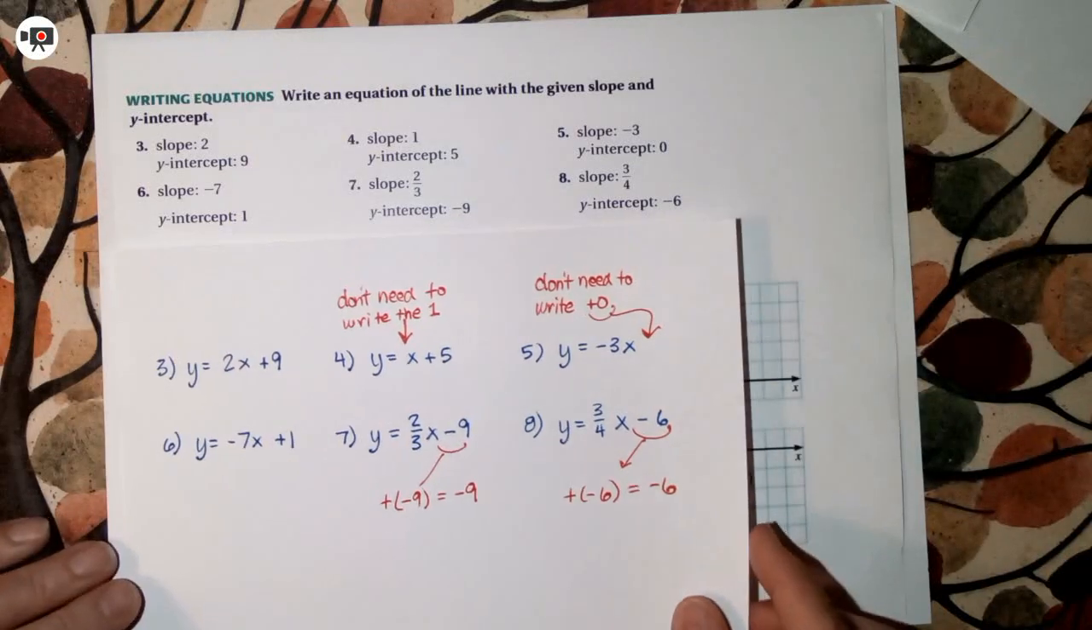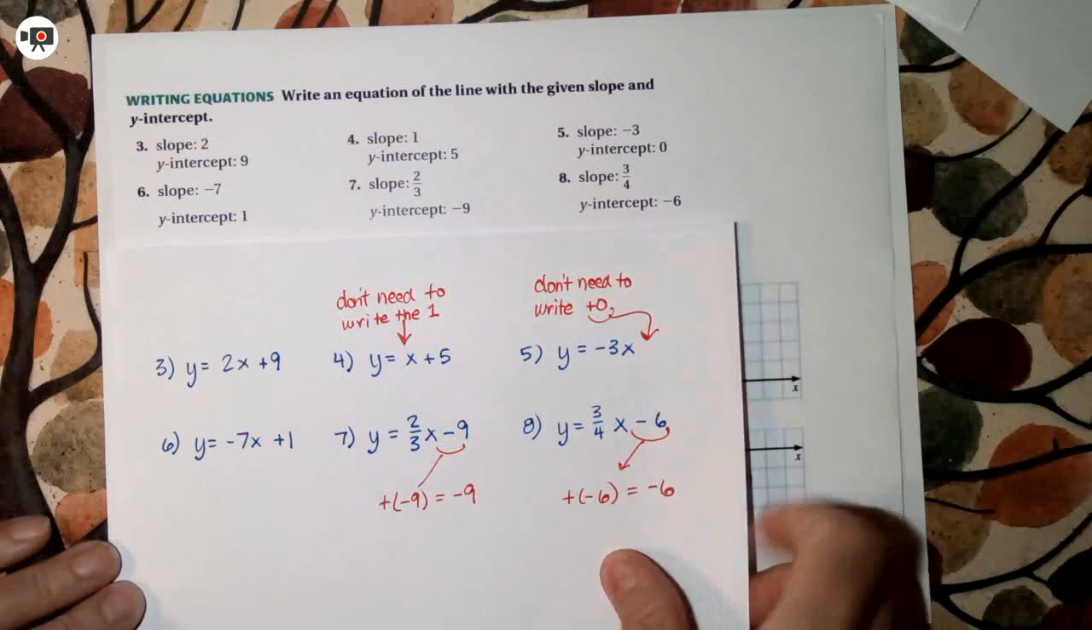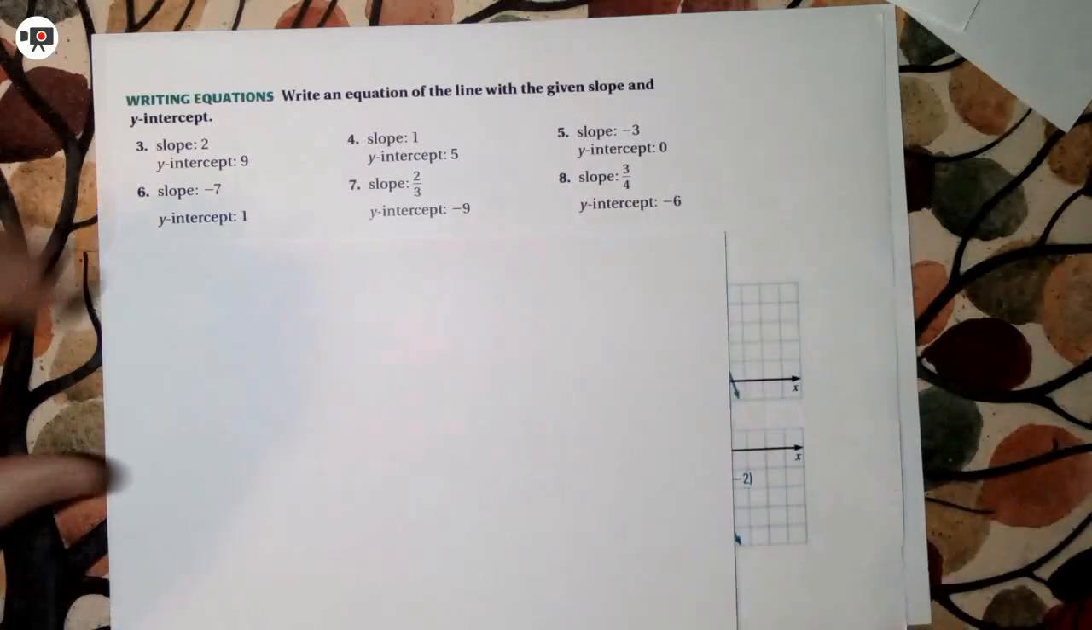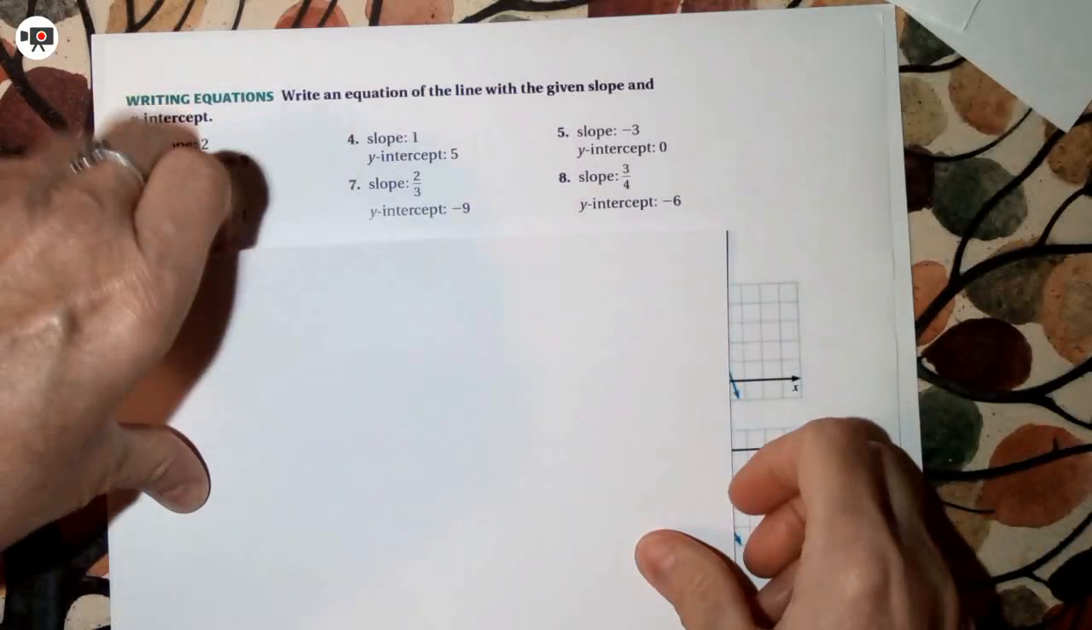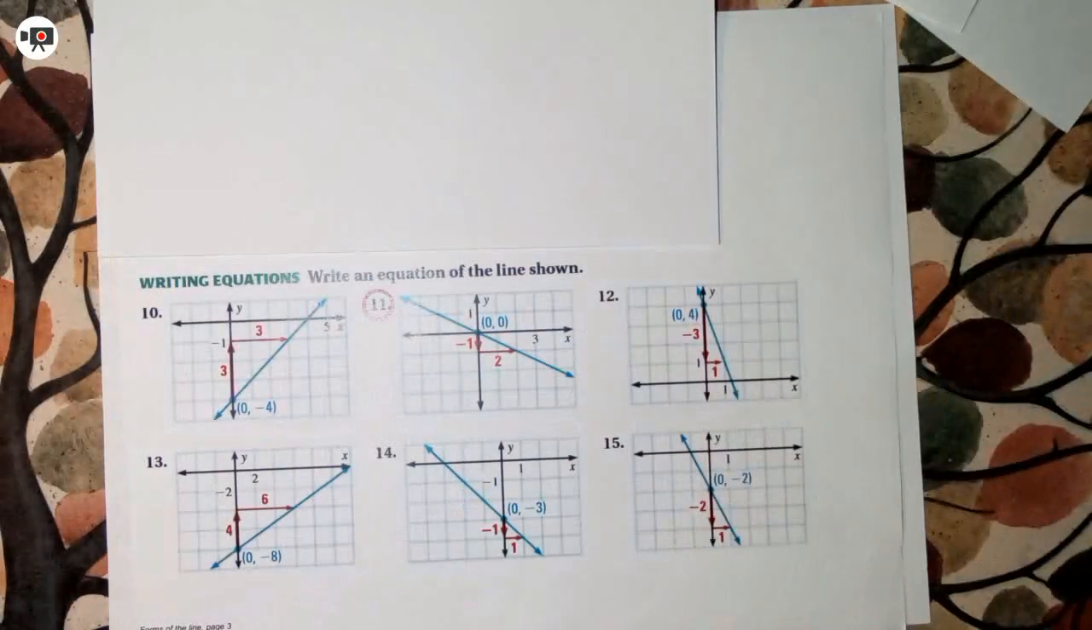Okay, here's the answers. Check them, see how you're doing. Make sure you're getting it right. Okay, now, if you would please, do the ones here at the bottom. The ones on the bottom are based on a graph. So on the graph, you're just going to be able to count the slope. It doesn't say what the slope is, you've got to count it. Remember, slope is rise over run.